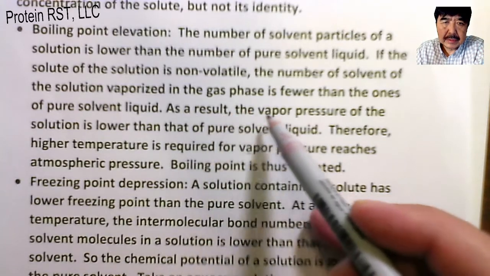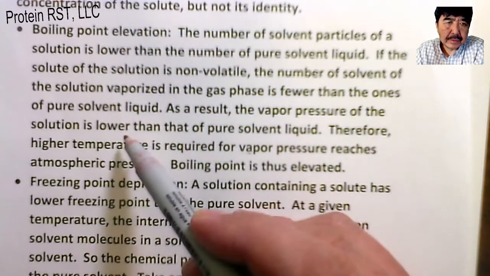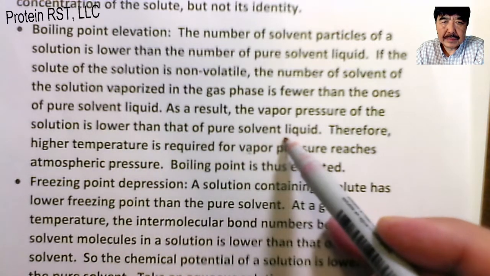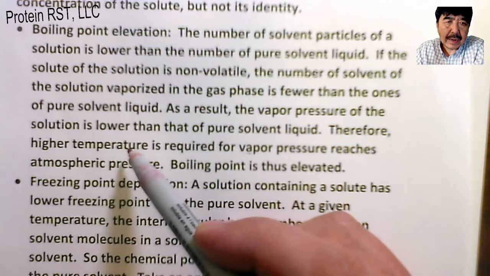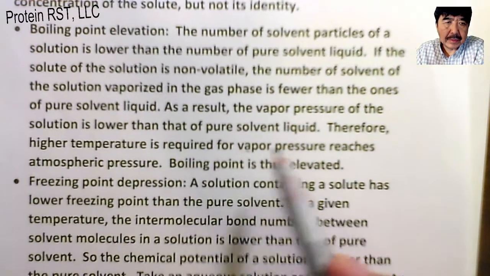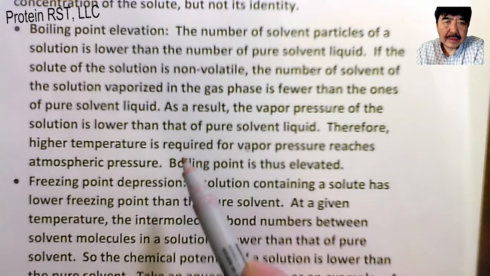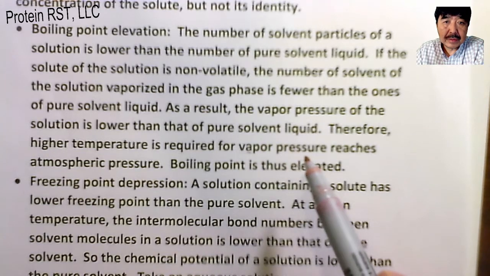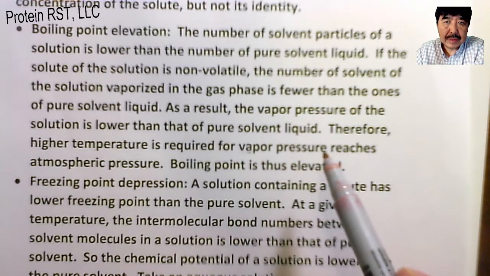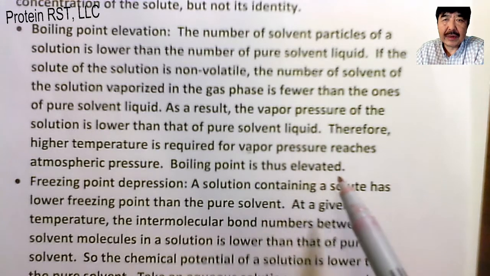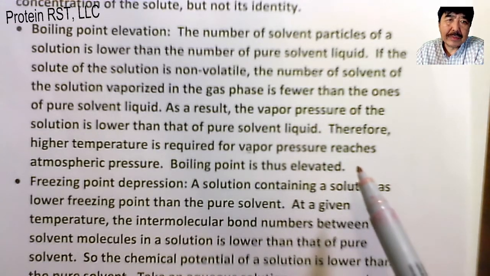As a result, the vapor pressure of the solution is lower than that of a pure solvent. Therefore, a higher temperature is required for the vapor pressure to reach atmospheric pressure. A higher temperature is required for more molecules in the solution to become gas. So the boiling point is elevated. This is the boiling point elevation.